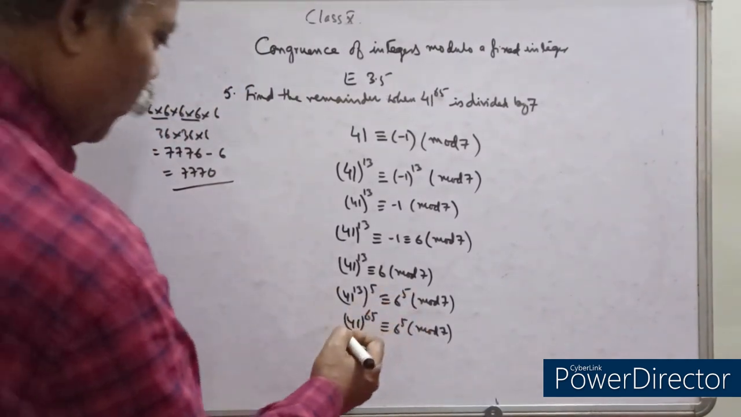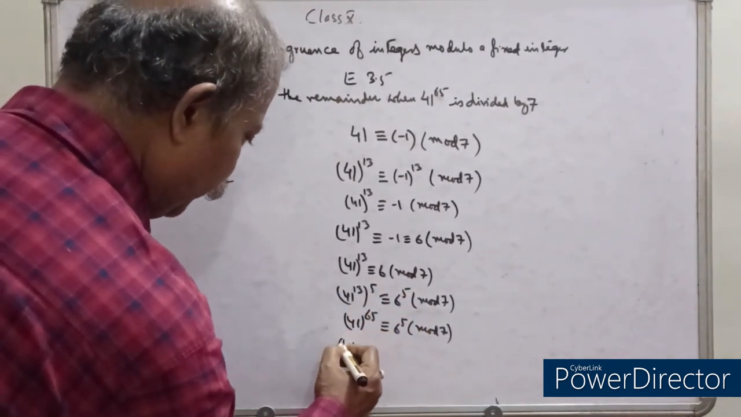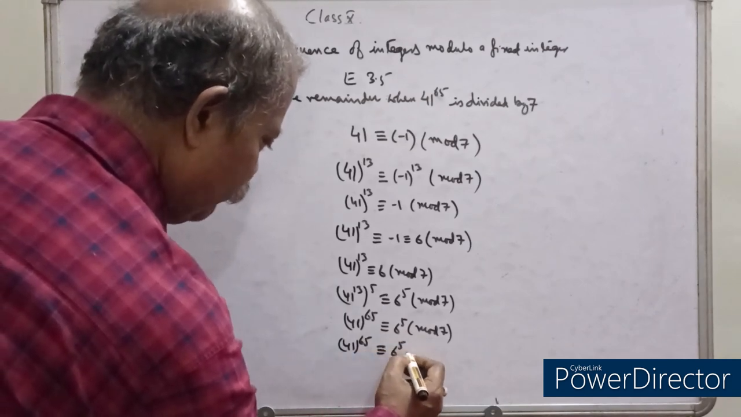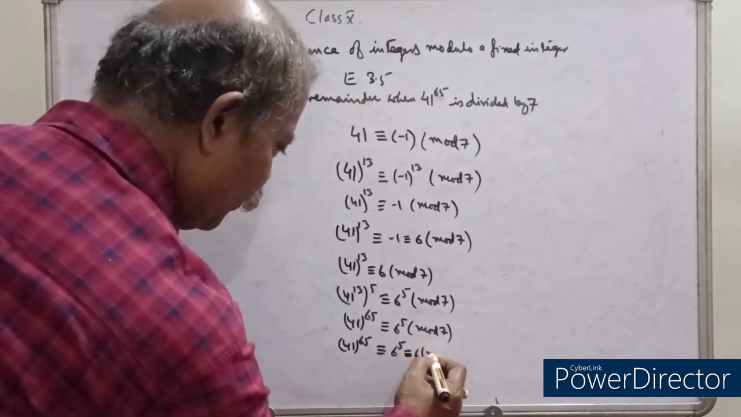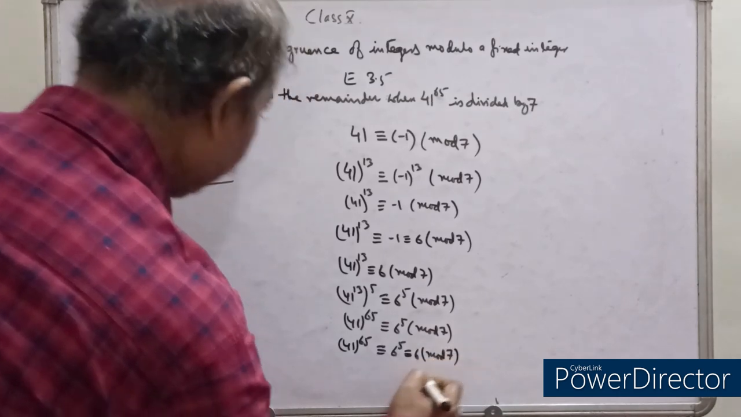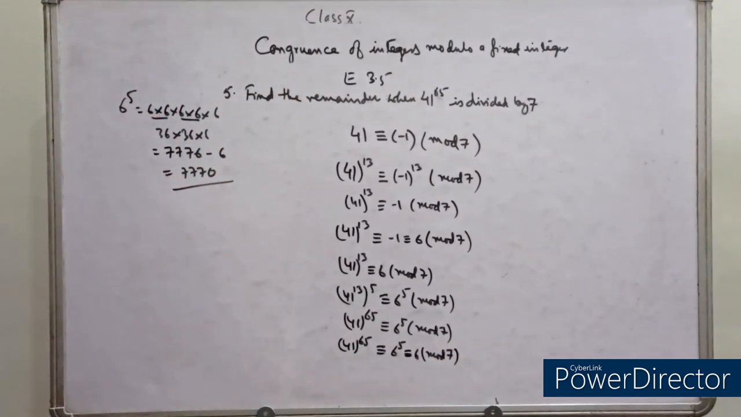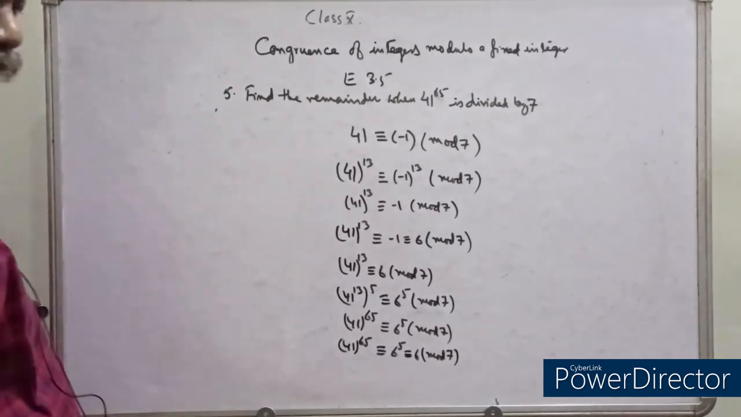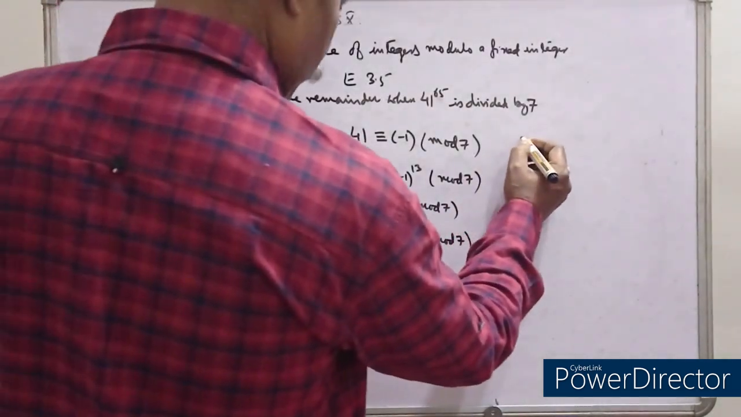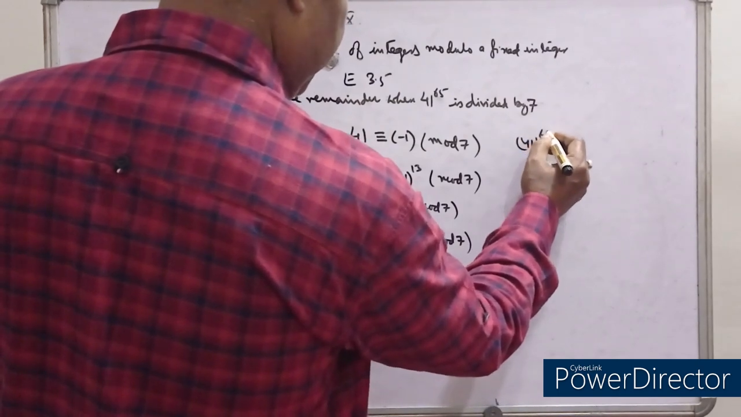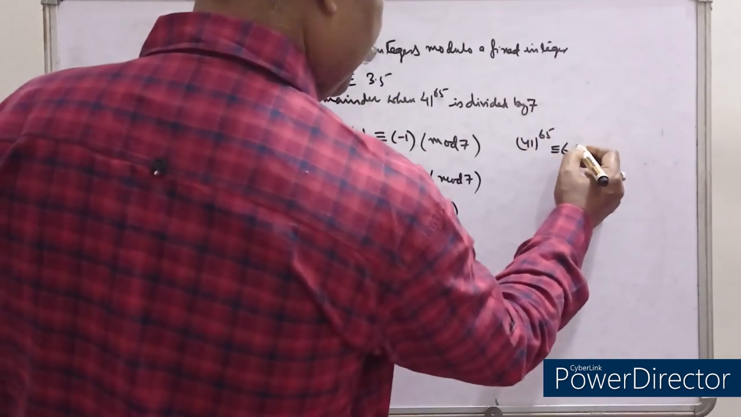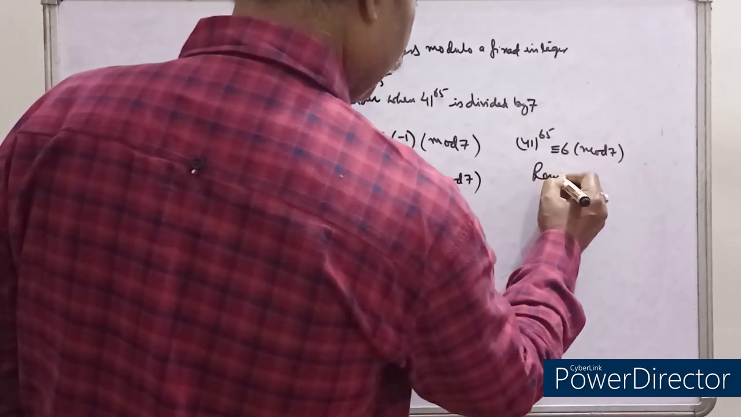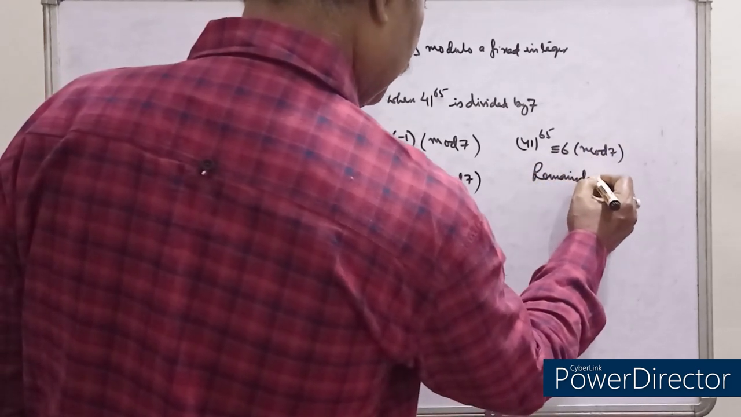So I am going to the downward level. 41 to the power of 65 is congruent to 6 to the power of 5, which is congruent to 6 mod 7. So here it comes out to be 41 to the power of 65 congruent to 6 mod 7. So your remainder is 6.